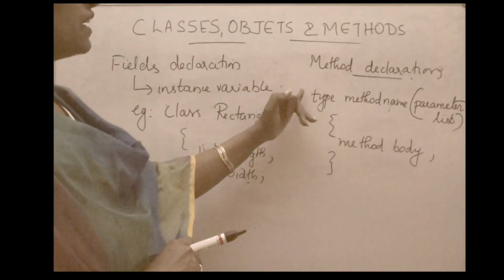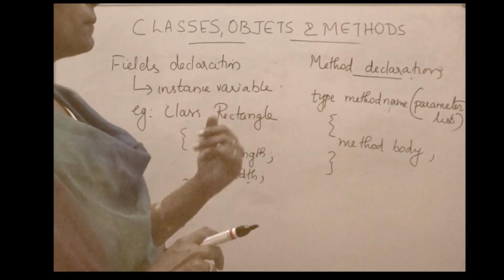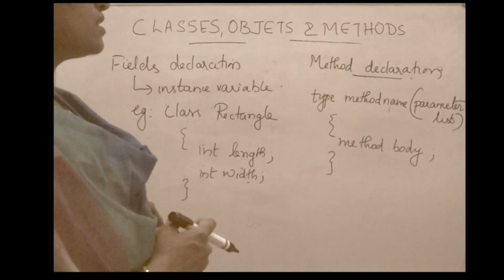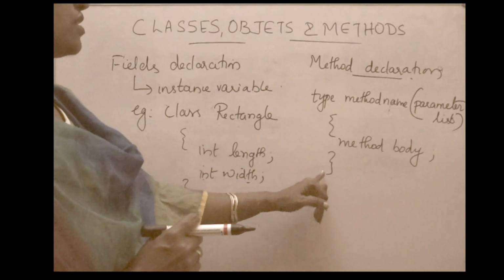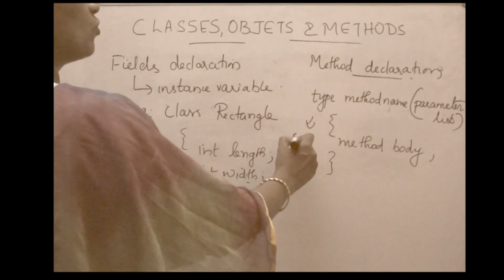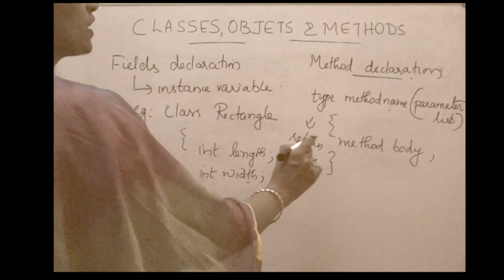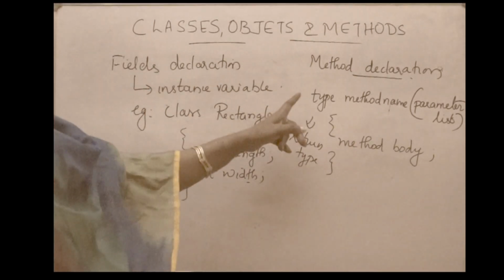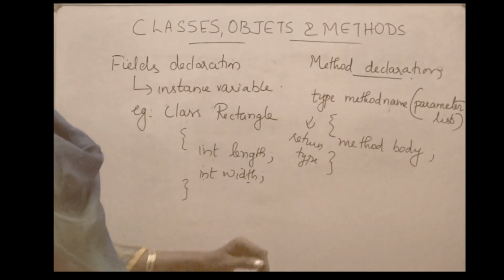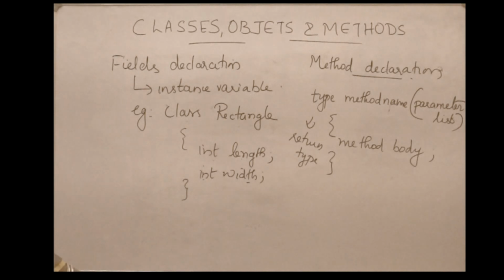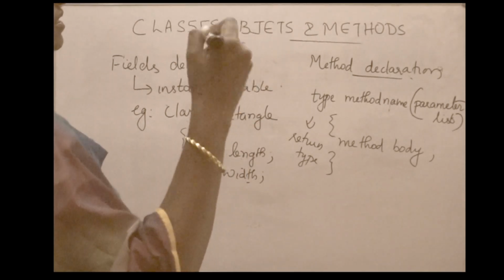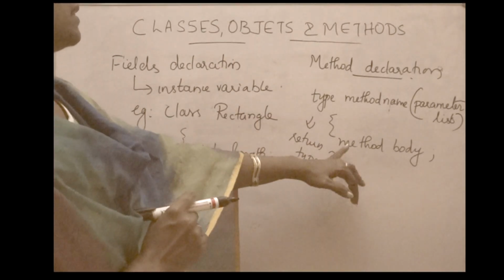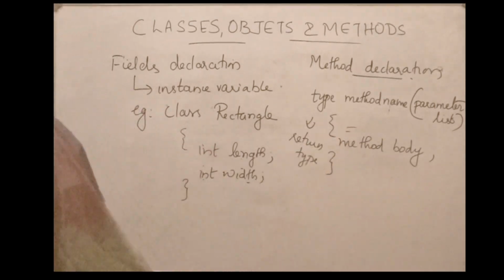Next is method declaration. The syntax is type, followed by method name, followed by parameter list in parentheses, then curly braces opened, then the method body, then the curly braces closed. Here, type is nothing but the return type. Whatever value the function is returning, its type is specified first, that is the return type, followed by the name we are specifying, then whatever parameters are passed to the function inside the parentheses. It is generally specified as a parameter list. We can have various parameters separated by commas. Then the method body, the definition of the function, will be inside the curly braces.